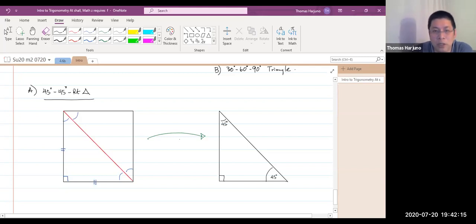Now, suppose the square has side A, then by Pythagorean theorem, the diagonal will be A square root of 2. Now, if your A equals 1, then the hypotenuse will be simply square root of 2.